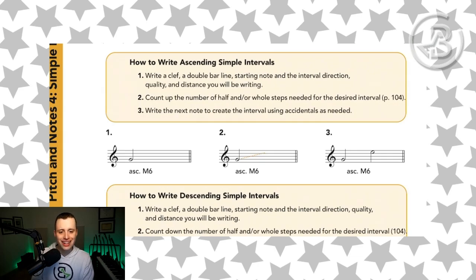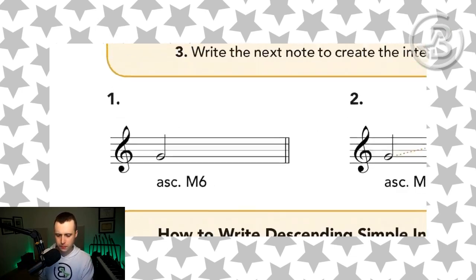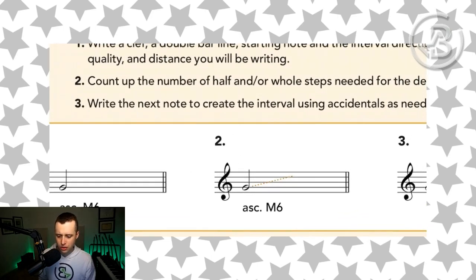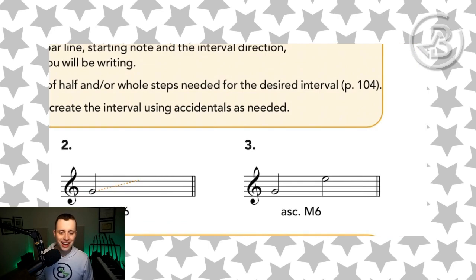So to write an ascending simple interval, you write a clef, you can write a double bar line, and I find it very helpful to write both the direction, the quality, and the interval distance below the staff. That way you can remind yourself and just look back down at it, and it gives you clarity, it gives you a goal that you're trying to accomplish. Step number 2, if you're writing an ascending interval, you're going to think up and to the right, and then you go ahead and complete the interval.